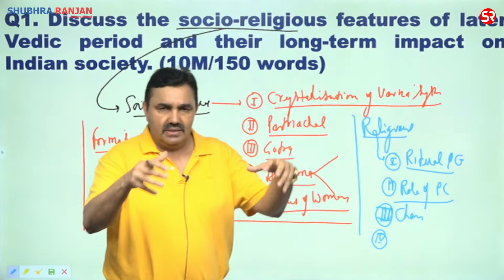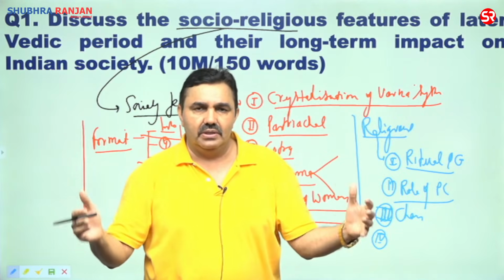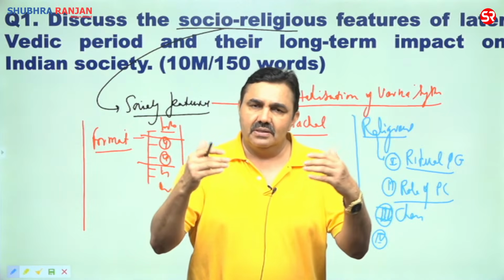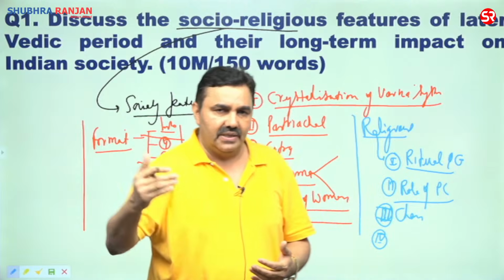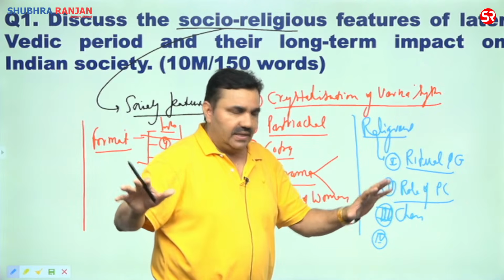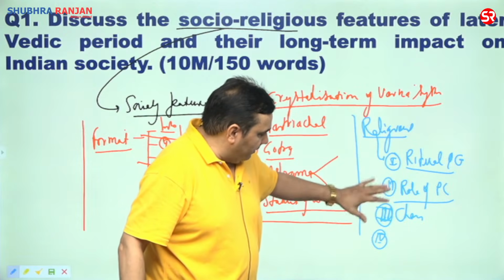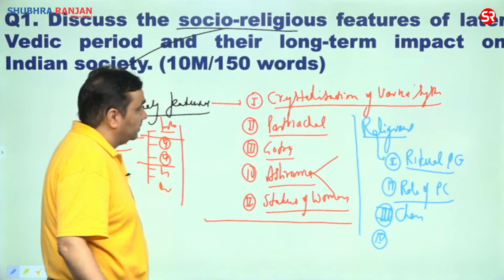Upa means sitting, Nishad means near the teacher. The teacher and disciple used to sit together. The disciple used to ask the teacher deeply philosophical questions. The teacher used to explain in detail with examples to tackle those challenges. So we can understand how religious life evolved during the later Vedic age. These were the essential features.